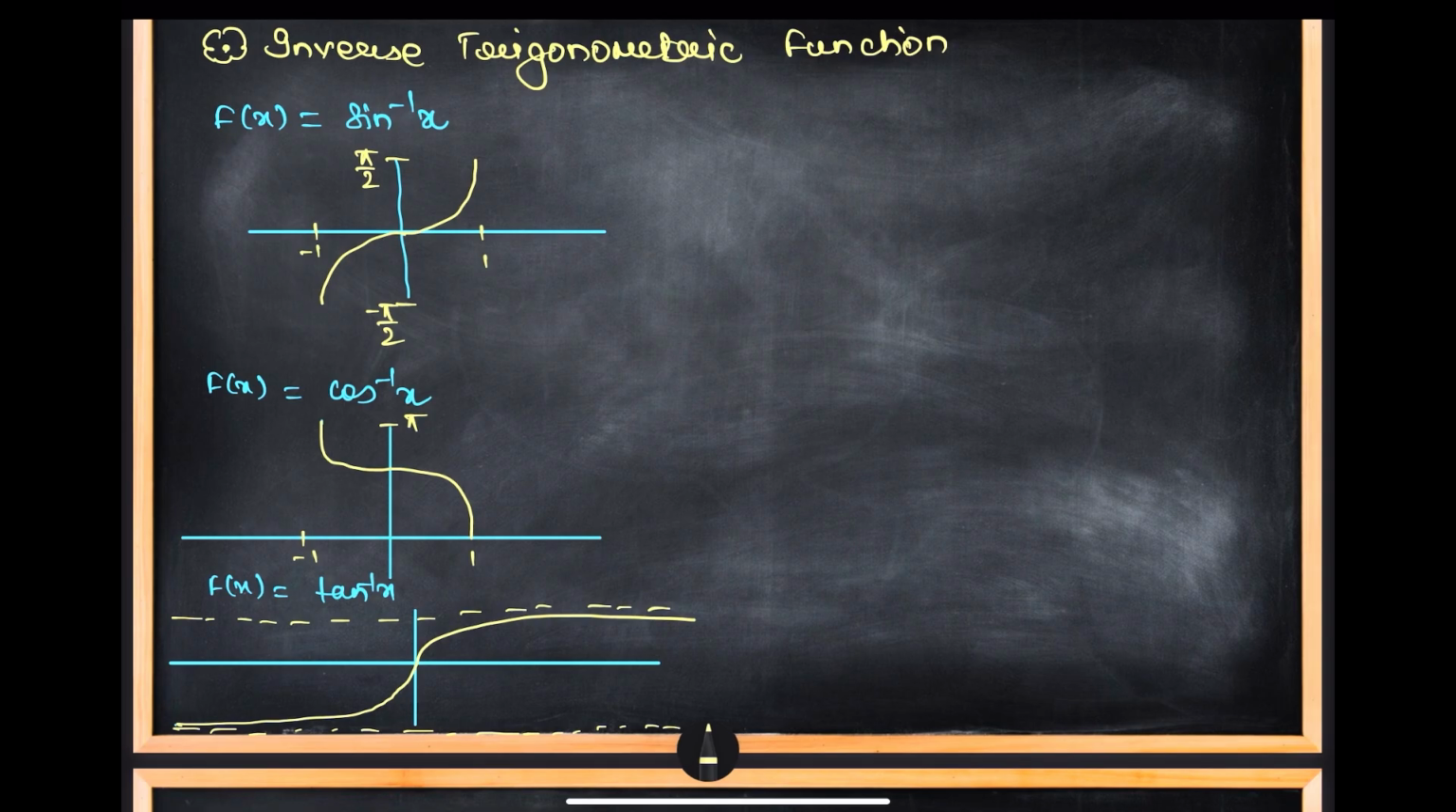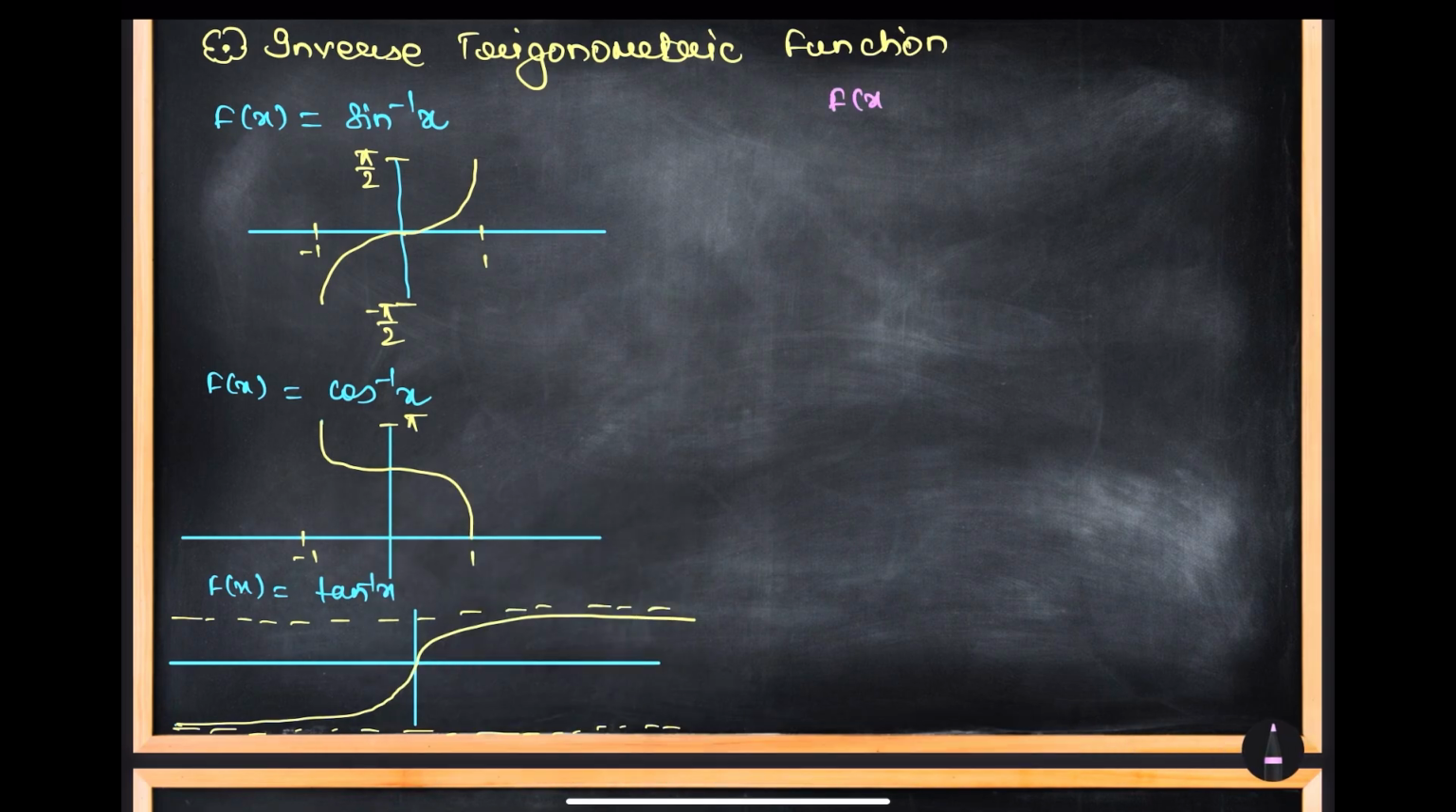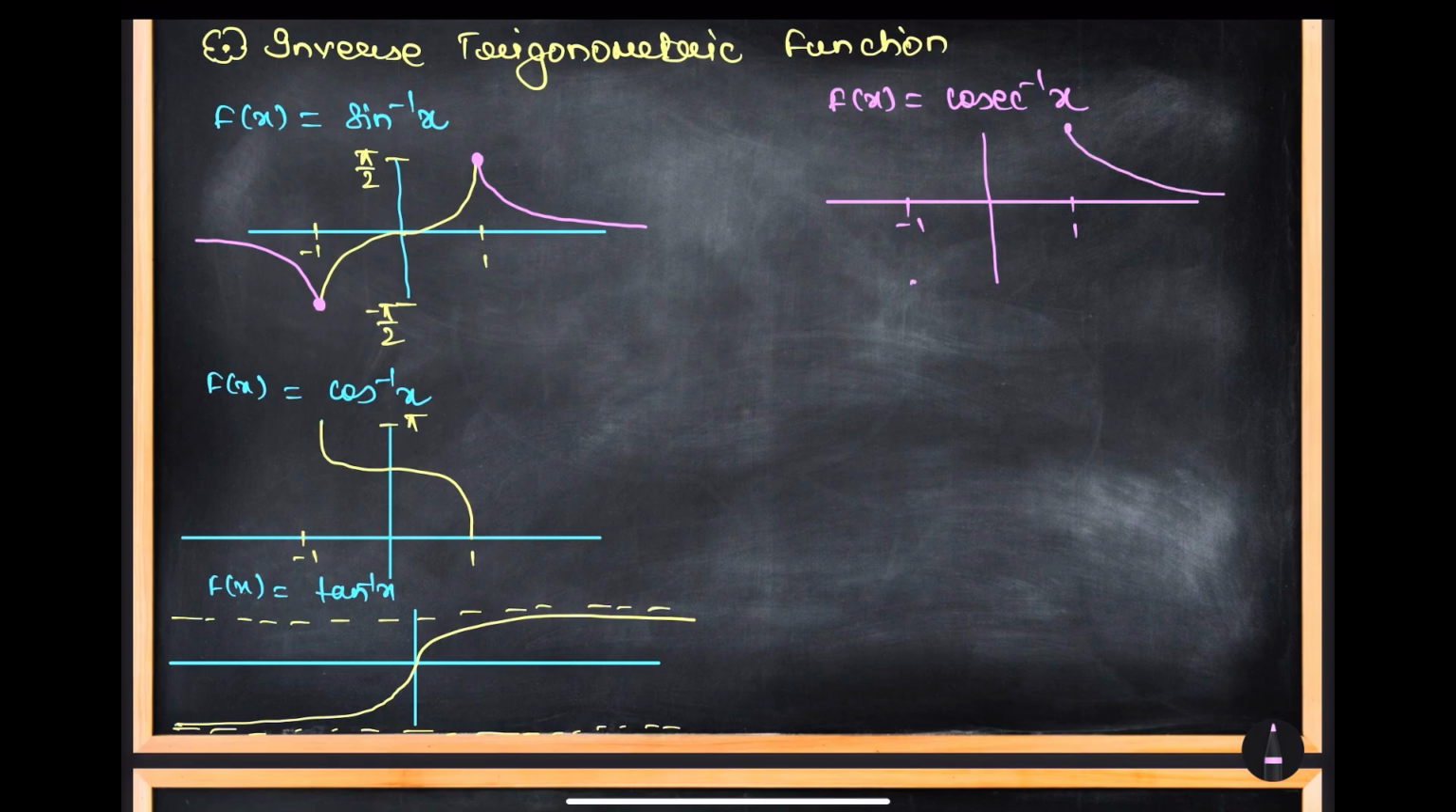Okay. Now you have to handle f of x equals cosec inverse x. So what does cosec inverse look like? The point at which your graph of sine function ends, you have to start from there. You have to memorize these graphs. These are super important. Okay, so 1, minus 1. From 1 you will have this. From minus 1 you will have this. Okay, this is the graph of cosec inverse x.